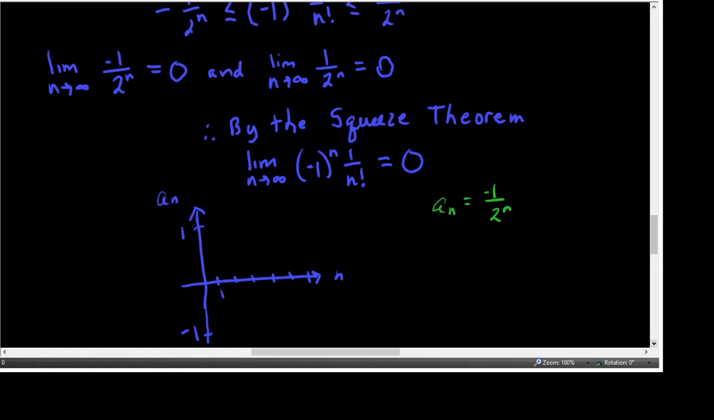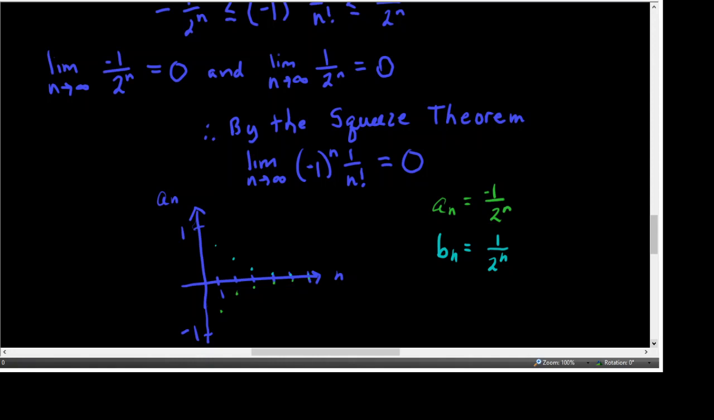Okay, so when n is 1, that'll be -1/2. When n is 2, that'll be -1/4. When n is 3, that'll be -1/8, -1/16, -1/32, -1/64. Okay, then let's make b sub n be 1 over 2 to the nth. So when n is 1, you get 1/2. Then a 4th, and an 8th, and a 16th, and a 1/32, and a 1/64.